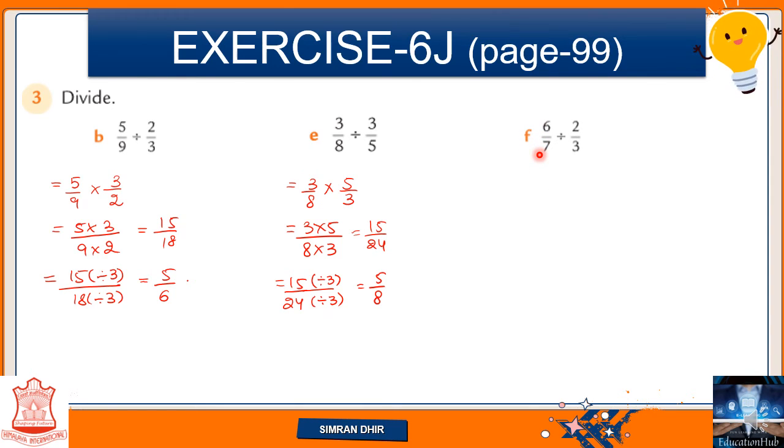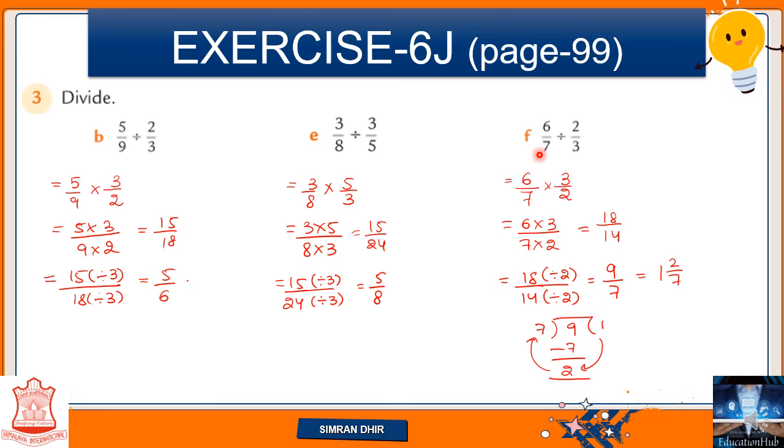Let's see F part. F part is 6/7 divided by 2/3. How we are going to do? 6/7 as it is, division will be changed to multiplication and 2/3 को reciprocal कर देंगे, it will be 3/2. So 6 3 times is 18, 7 2 times is 14. Okay. Now again इन दोनों में क्या common है numerator and denominator में is 2. So 18 divided by 2 is 9 and 14 divided by 2 is 7. But again अब ये हमारा तो आंसर इम्प्रॉपर फ्रैक्शन में आ गया है.